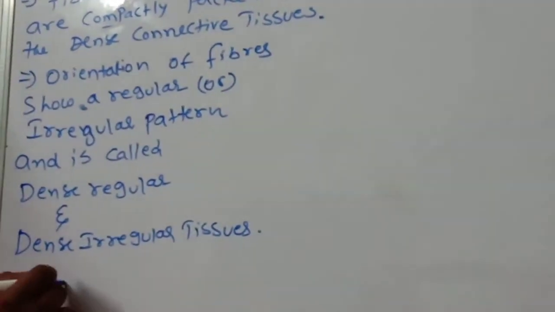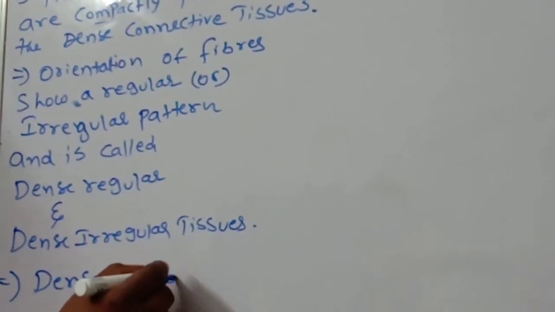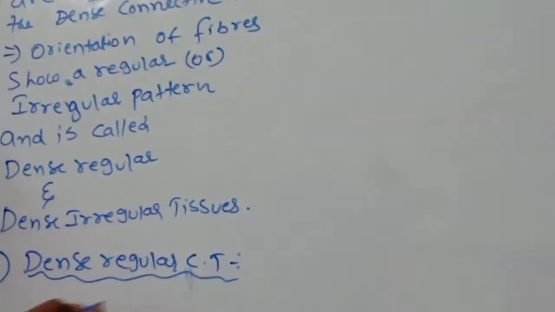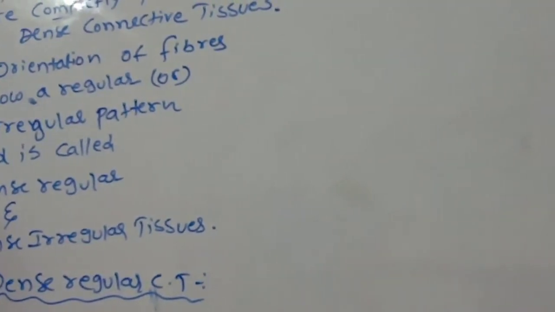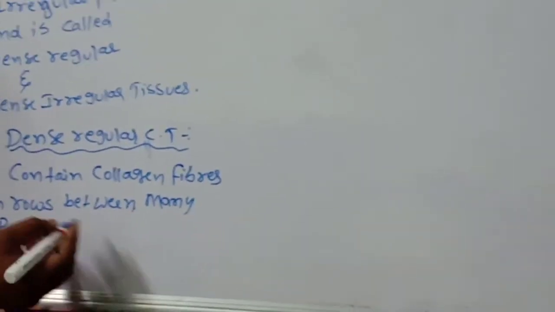Now we are going to first discuss dense regular connective tissue. It primarily contains collagen fibers, okay children, this is the first point, in rows between many parallel collagen fiber bundles.